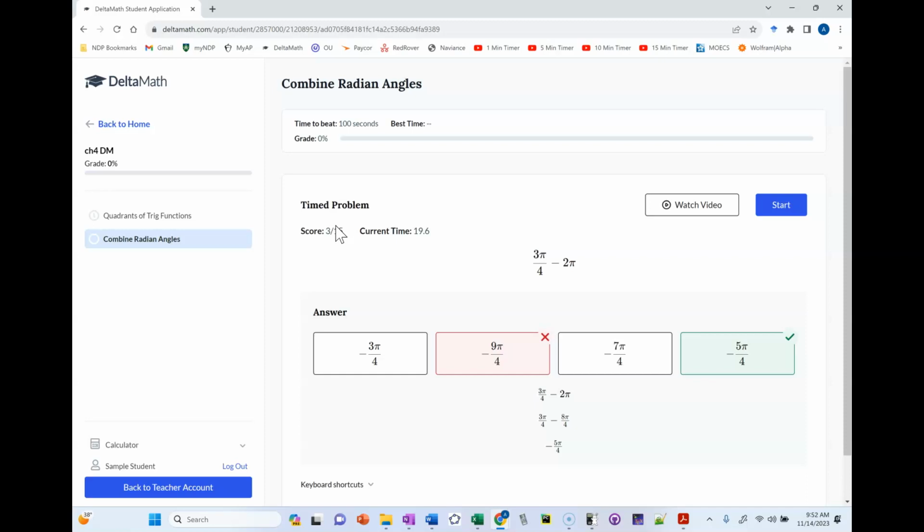Everybody's okay with that? But that's it. That's the whole Delta Math. It's just those two problems. Did you get it? No, I did not. Oh, okay.